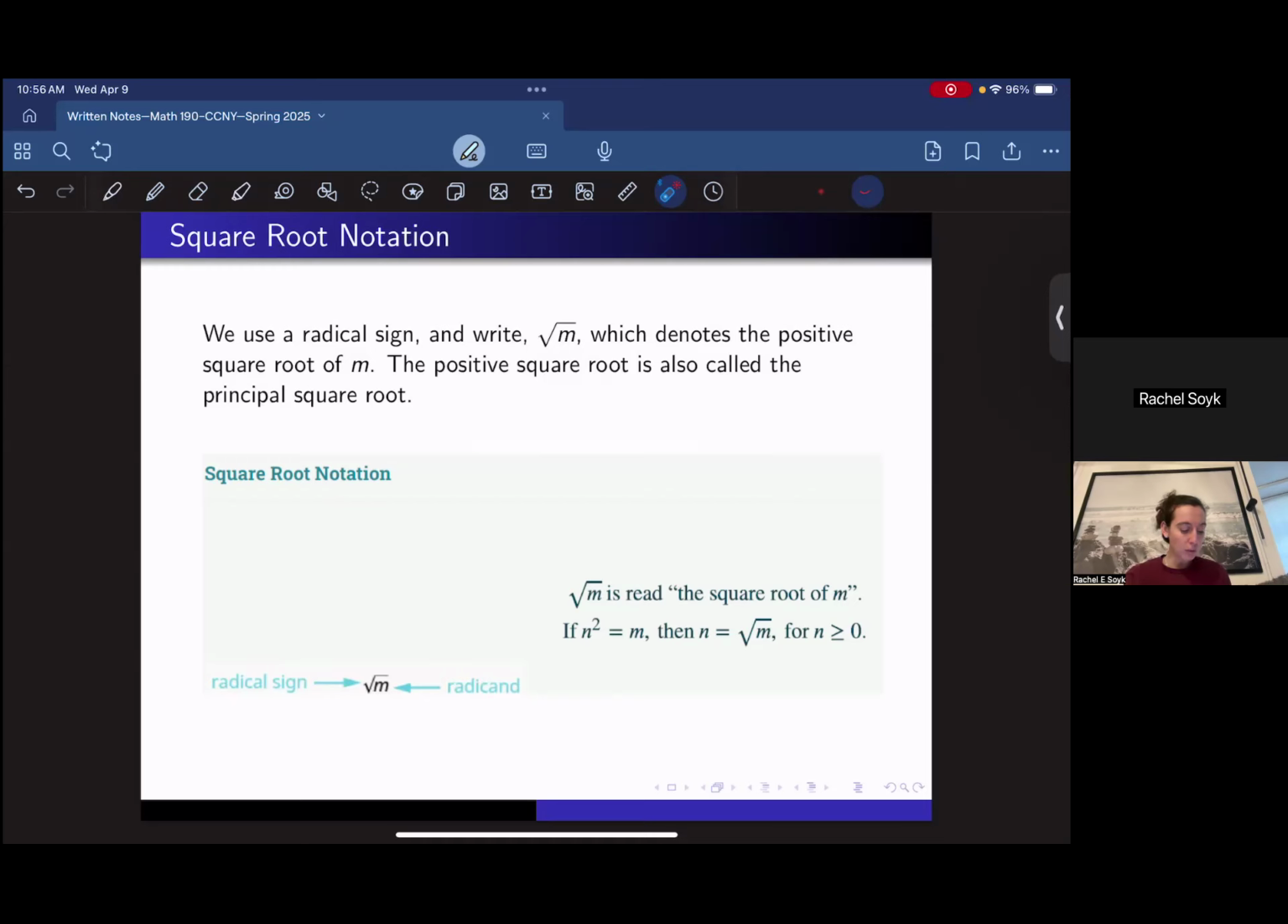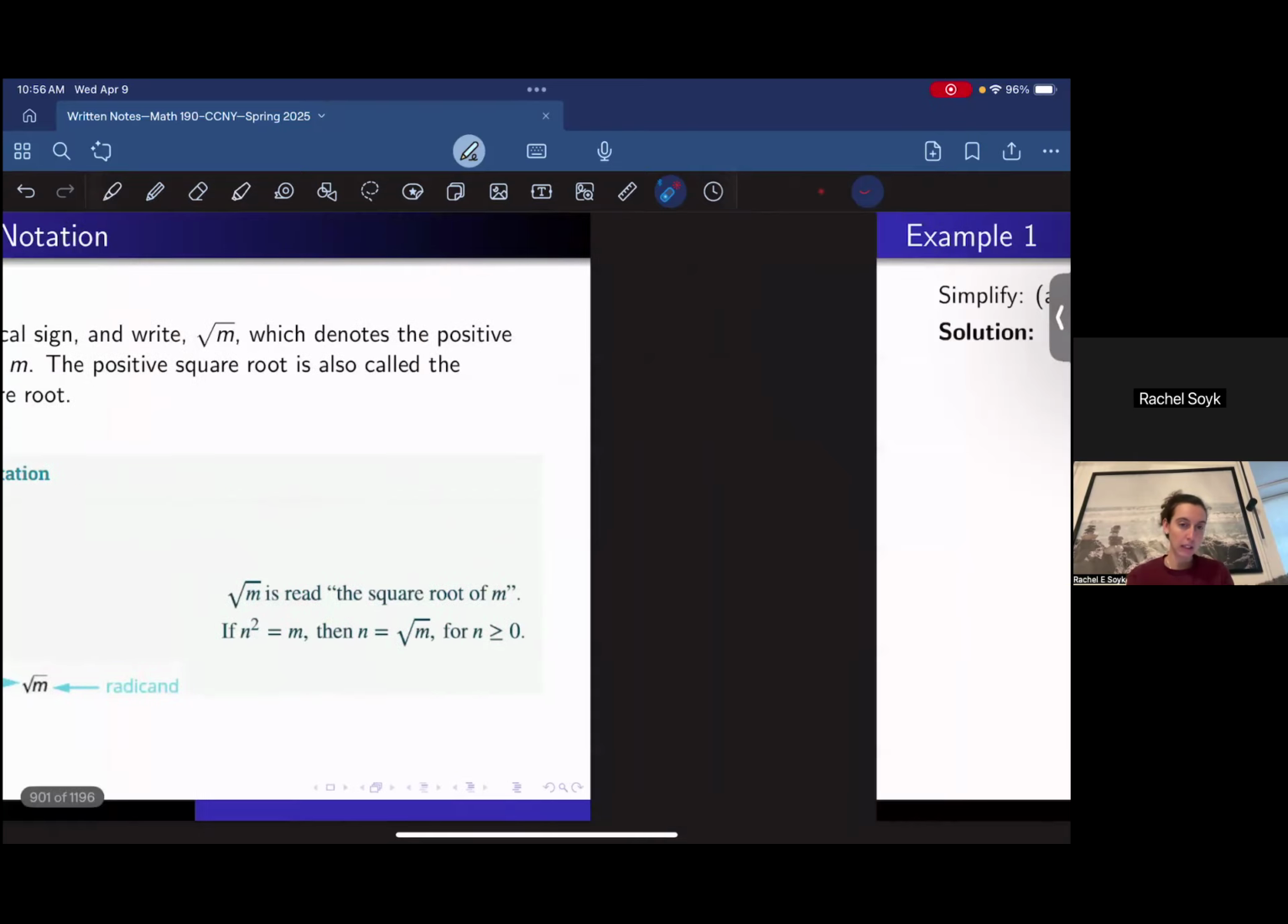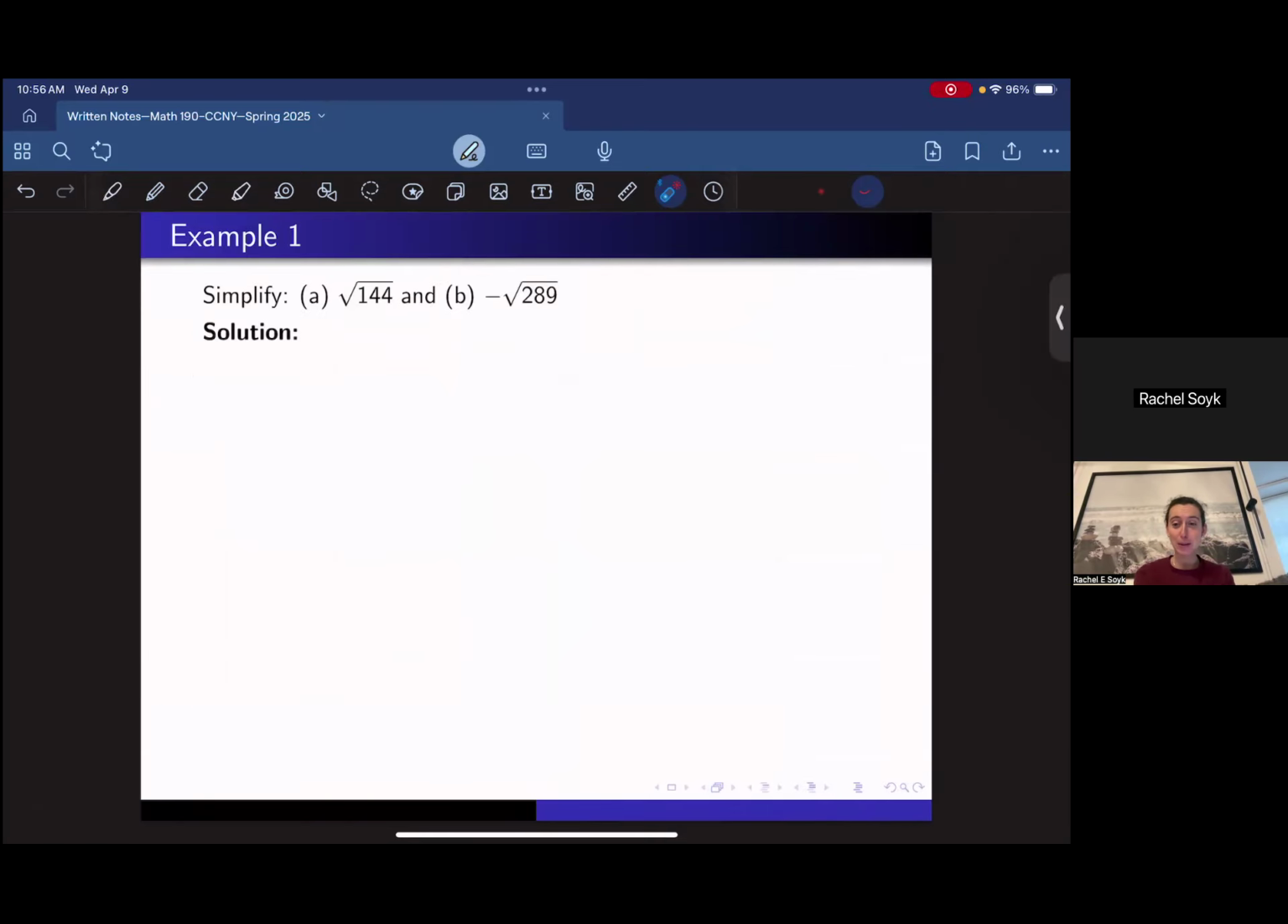And then we have our square root notation, which is this squiggly looking fella. So if we were to take the square root of 144, what number times that same number will give you 144? That's 12 times 12. So the square root of 144 is equal to 12. Okay, let's look at our example 1. We're asked to find the square root of 144.